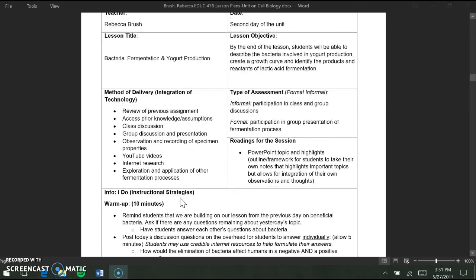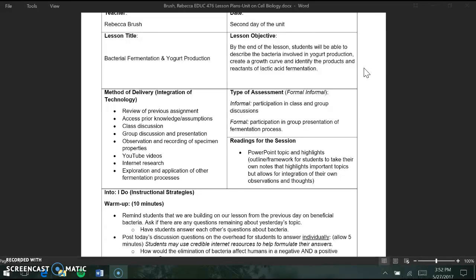this one I think was the bacterial fermentation in yogurt production. Again, students will be able to describe the bacteria involved in yogurt production, create a growth curve, and identify the products and reactants of lactic acid fermentation. This one was a little more difficult because it does require some math and some science and some real attention-absorbing activities.